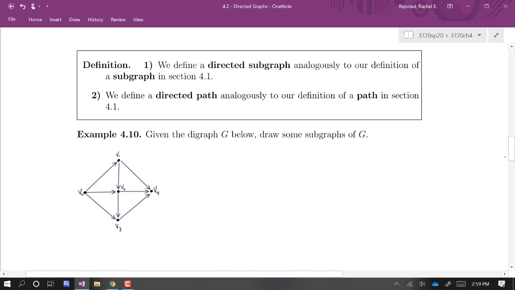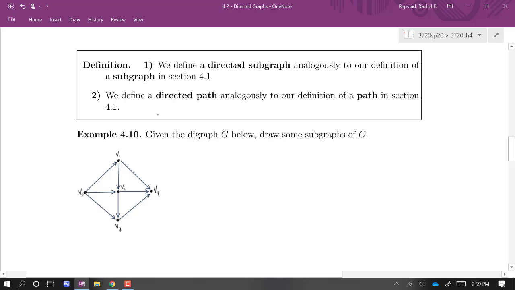We define a directed subgraph analogously to the way we define a subgraph, meaning we have to take some collection of the vertices and edges that were already there. I can't take an edge without also taking the vertices that are adjacent to that edge. I can't change the direction of an edge. For example, if I grab the edge from V0 to V1, the direction has to be maintained. So here's a directed graph they've given us.